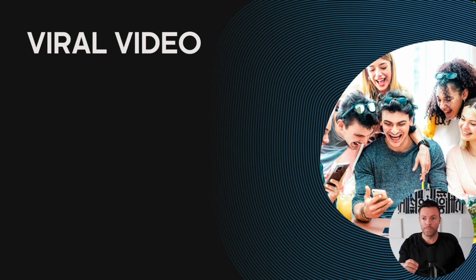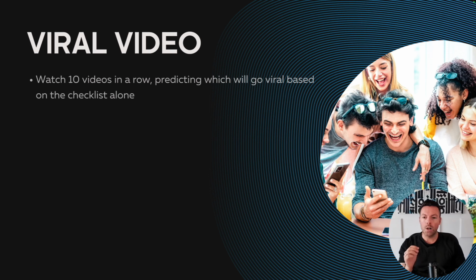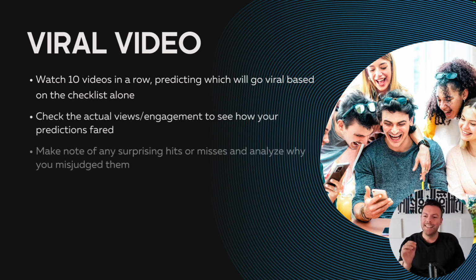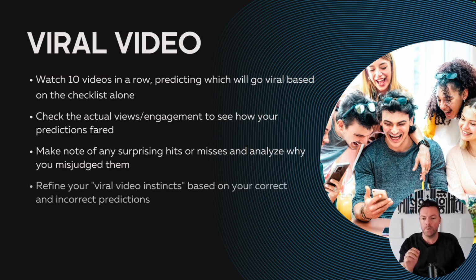It's actually incredible. All right, let's talk about viral video now. So watch 10 videos in a row, predicting which will go viral based on the checklist alone. This is so fun to do. You go through the checklist, you watch a video, and you see, did it hit all these different items, yes or no? Check the actual views and engagement to see how your predictions fared, okay? Then make note of any surprising hits or misses and analyze why you may have misjudged them. So this is going to help you understand critical thinking of this checklist and how it applies to the real world with real TikToks and how you can apply it for better videos for yourself.